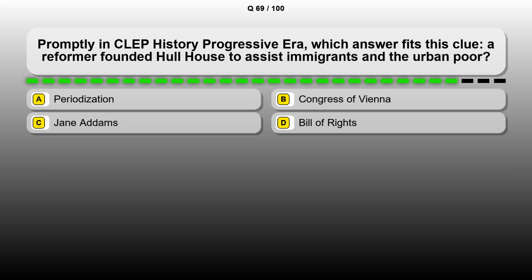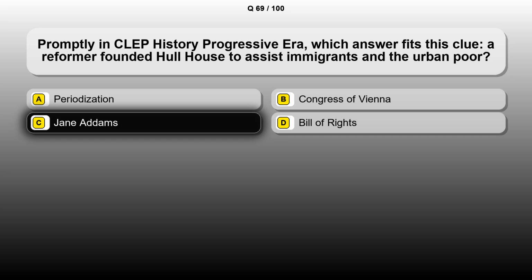Question 69. Promptly in CLEP History Progressive Era, which answer fits this clue? A reformer founded Hull House to assist immigrants and the urban poor? Option A, periodization. Option B, Congress of Vienna. Option C, Jane Addams. Option D, Bill of Rights.